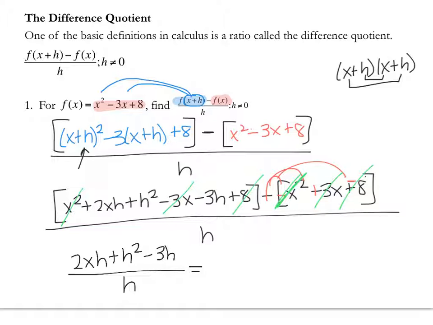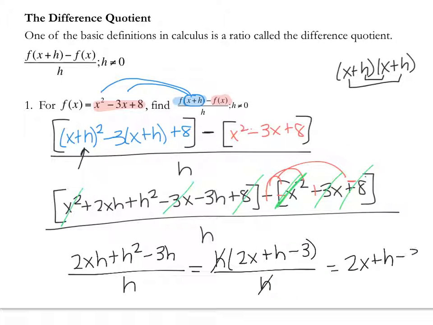Now I want you to be careful how you cancel this. I don't want you to cancel yet. I want you to pull the h out. We are going to cancel an h, but it has to be canceled out of everything, so we're going to factor it out first and write what would be left. We'd have 2x plus, we'd have an h left from the h squared, minus 3 all over h. And then the h's do cancel. This is our answer. It's not going to look pretty. You have an x, you have an h, they're all mingled together, but that's what the answer looks like.